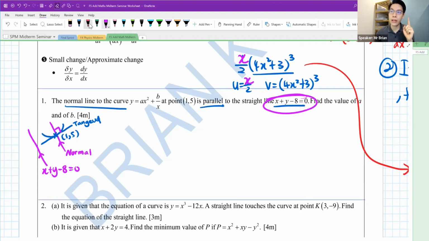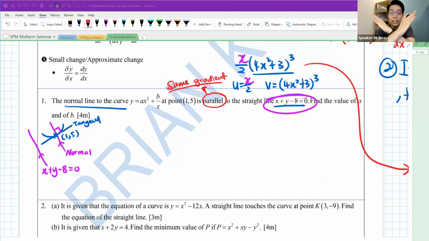The moment they say parallel, I want you to be really sharp. Parallel talks about same gradient. Yes, very good, same gradient. In coordinate geometry also, you have to be very sharp. Parallel, same gradient. Perpendicular, then the gradient would be m1 times m2 equals -1.